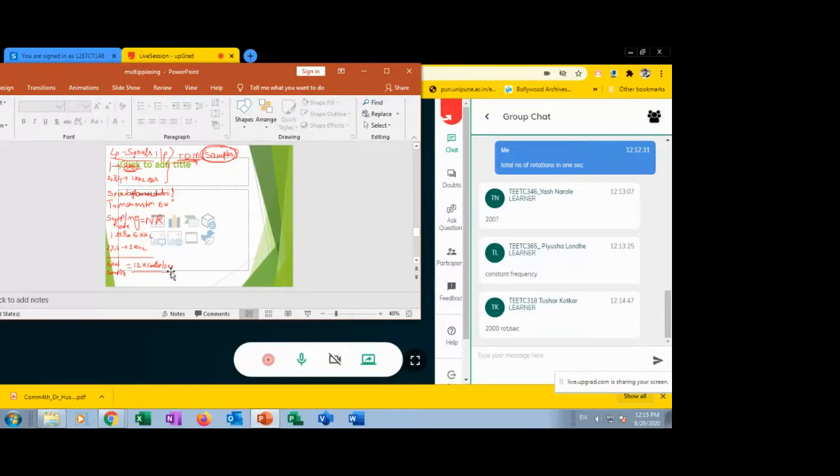Yes, Tushar, mention your answer. 2000 rotations per second, right? Very good, Tushar. While I'm explaining some points, just note them down at your end. I don't know whether you are noting them down or not, but it is very important while listening or just looking. It should not happen that you just switch on the video and sit. You have to understand this concept.